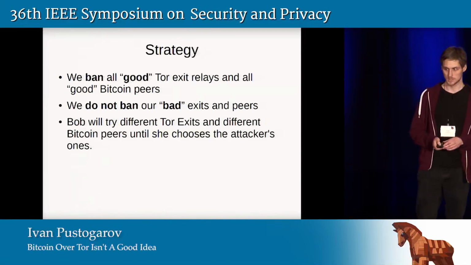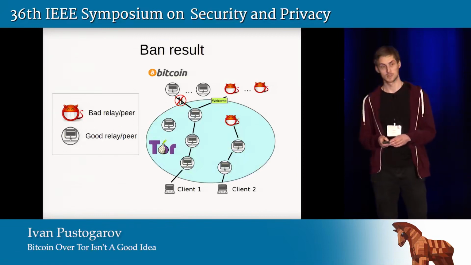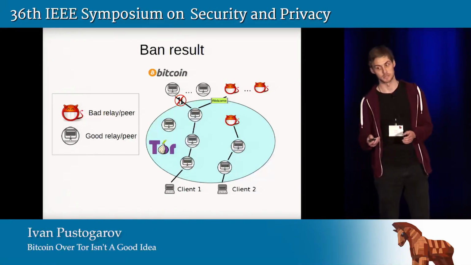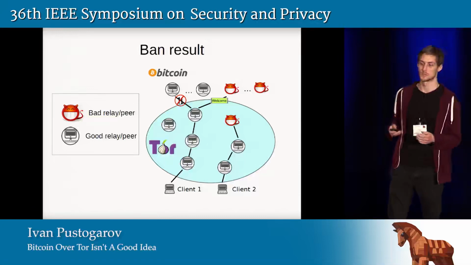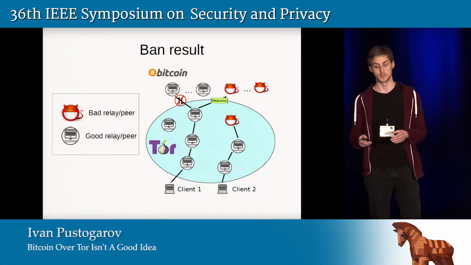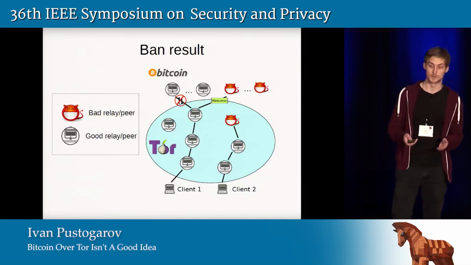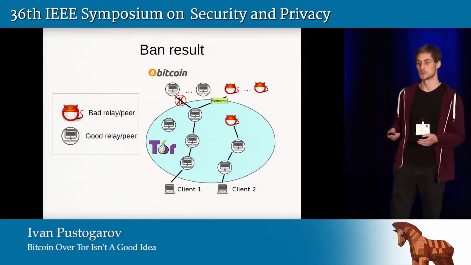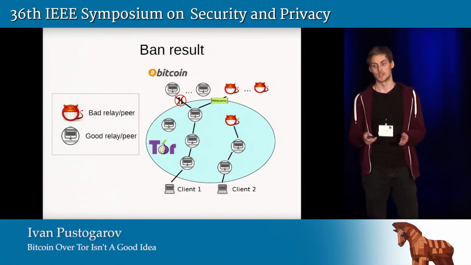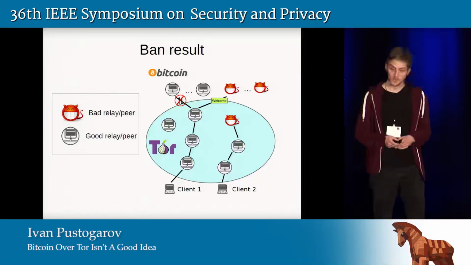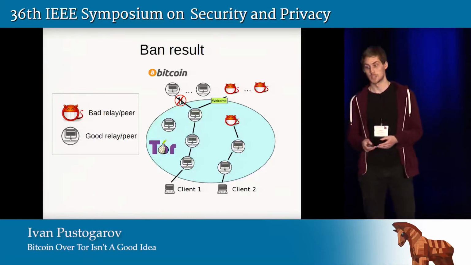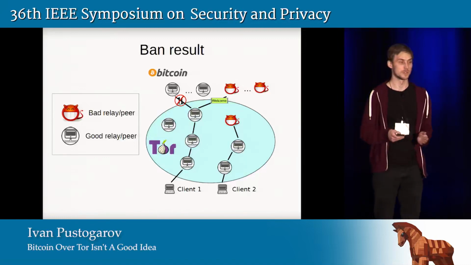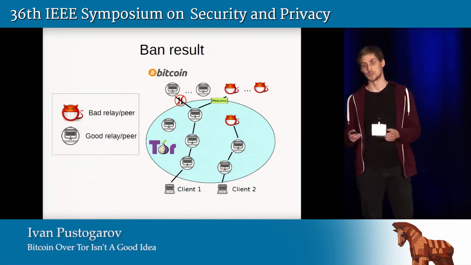So let's see how it looks. For example, client 1 chose some good Tor relay. In this case, he will not be able to connect to a good Bitcoin peer because an attacker already banned this connection. So for client 1, the only option to connect to the Bitcoin network would be to choose a malicious Bitcoin peer. On the other hand, if client 2 connects to a malicious Tor exit node, there is no authentication in the Bitcoin protocol, so the malicious Tor exit node can impersonate whatever Bitcoin peer client 2 wanted to connect to.